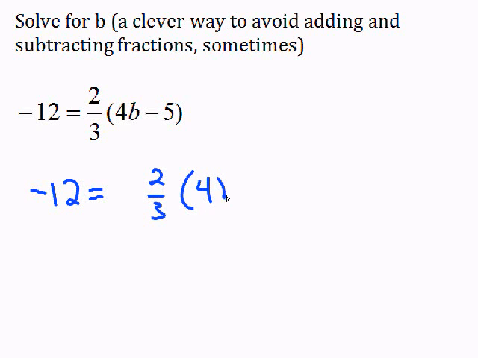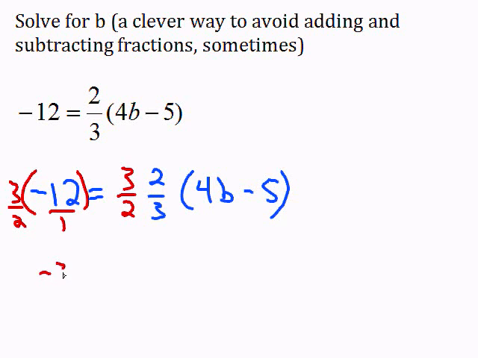Notice I'm leaving myself a space between the 2/3 and the equal sign. It's because I'm going to use that space to multiply both sides of the equal sign by the reciprocal of 2/3, 3 halves. Negative 12 times 3 halves. This gives us negative 12 over 1 times 3 gives us negative 36 over 2 equals 6 over 6 times 4b minus 5.